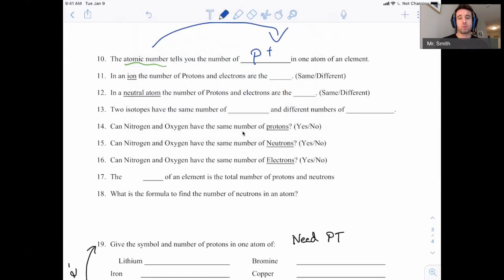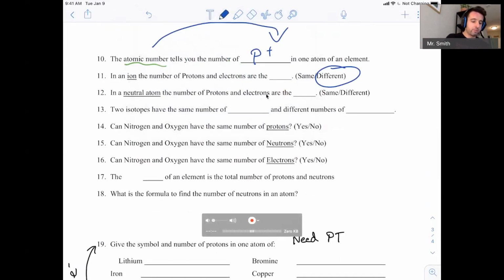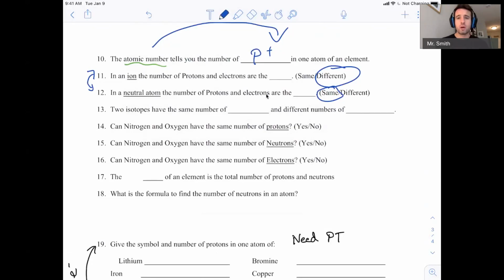In an ion, the number of protons and electrons are the same, or are they different? They are always different, just because you always have a charge for an ion. So if your positives and negatives are the same, you won't have a charge. In a neutral atom, the number of protons and electrons are the same. Yep, so these 2 questions, 11 and 12, kind of go together. They're both talking about how protons are positive, electrons are negative. So if you have the same number, they won't have a charge. If they have a different number, they will have a charge.